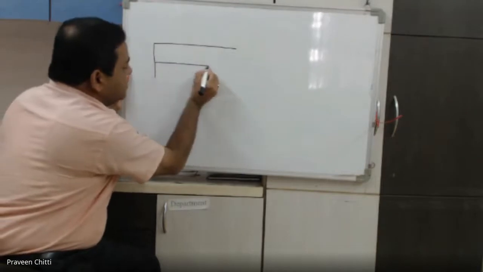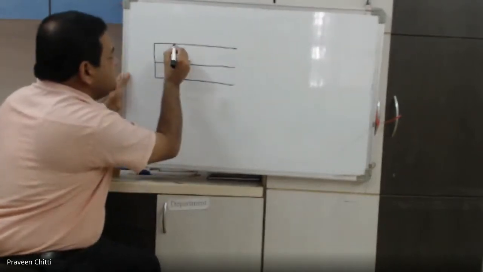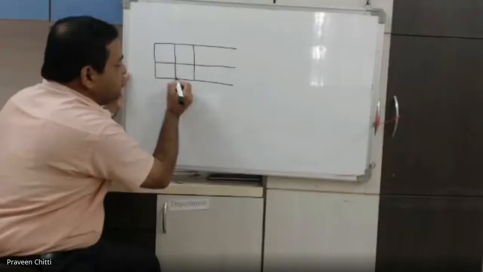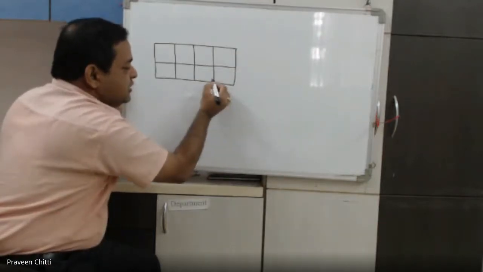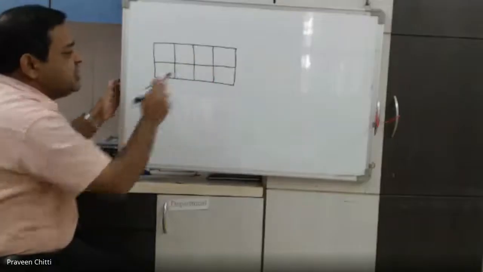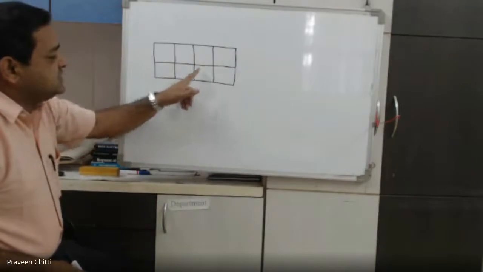I hope whatever I am drawing is visible. Is it visible? Yes, sir. Clearly visible, or do I need to draw a little bit bigger? Is it visible for all? Yes, sir. So you can see how many cells I have drawn here: 1, 2, 3, 4, 5, 6, 7, 8.